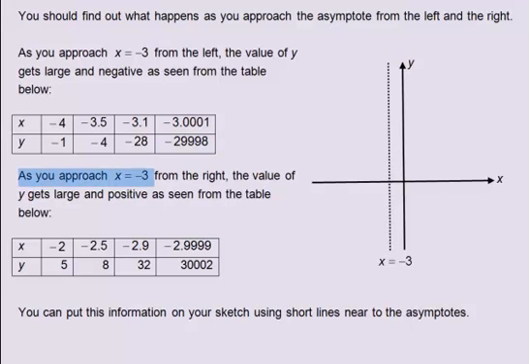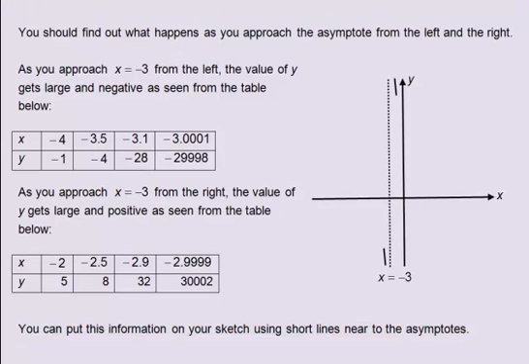As you approach x equals minus 3 from the right, the value of y gets large and positive, as seen from the table below. When x is minus 2, y is 5. When x is minus 2.5, y is 8. When x is minus 2.9, y is 32. When x is minus 2.9999, y is 30,002. You can put this information on your sketch using short lines near the asymptotes, like this.